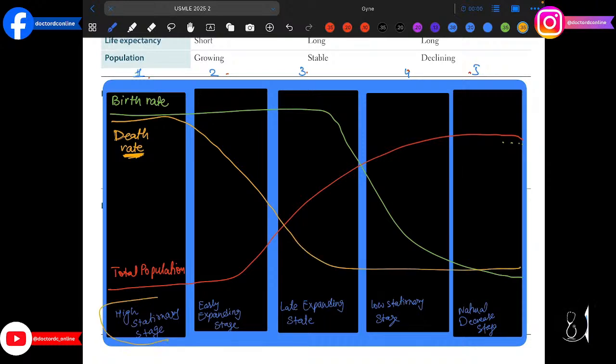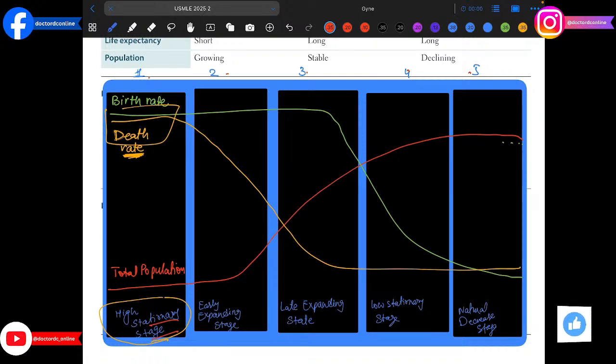Stage 1 is known as the high stationary stage, and a society in this phase is pre-industrial and organizes its life around farming. So yes, the birth rate is high, but so is the death rate. So they basically cancel each other out. Lots of people are born, but also lots of people live short lives and die. So the population remains stable or shows slight increases or decreases. And as we stand today, no present country exists in stage 1.